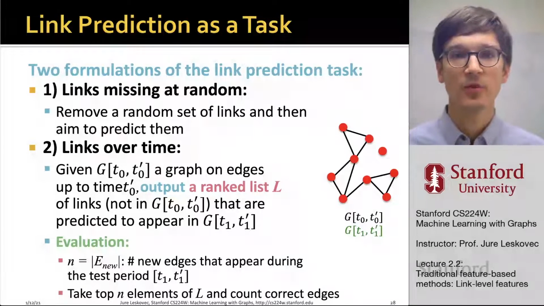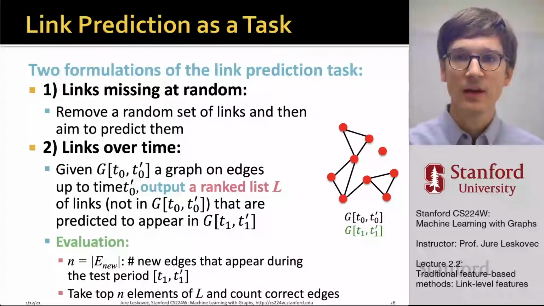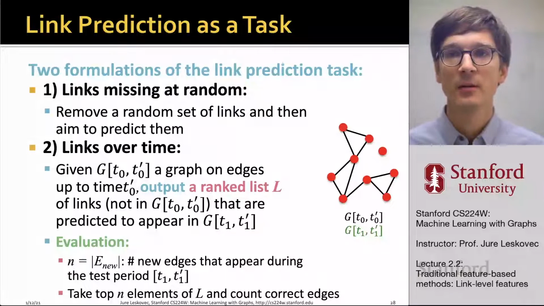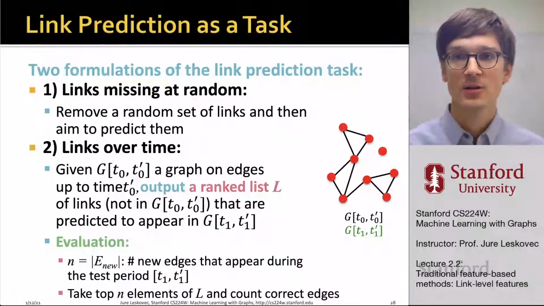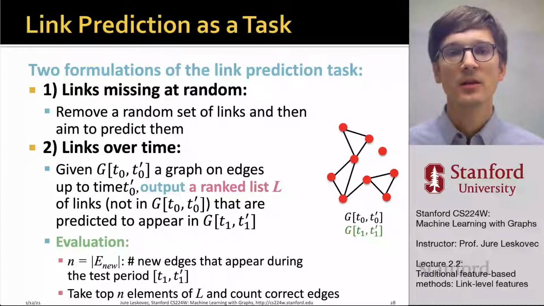And then the other type of formulation is that we are going to predict links over time. This means that if we have a network that naturally evolves over time, for example, a citation network, a social network, or a collaboration network, then we can look at a graph between time t0 and time t0 prime, and based on the edges and the structure up to this time t0 prime, we are going to output a ranked list L of links that we predict are going to occur in the future, let's say between times t1 and t1 prime.